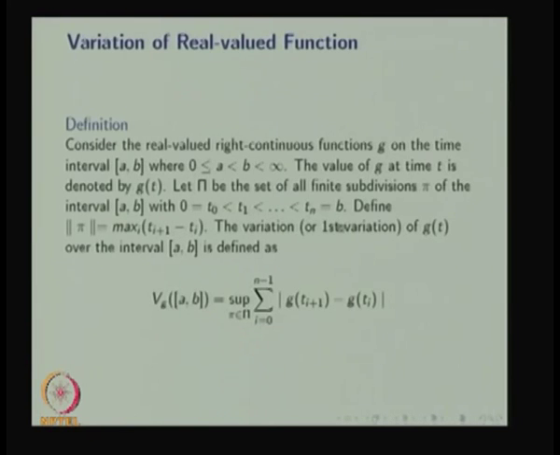The variation, or the first order variation, of g(t) over the interval a to b is defined as the supremum over pi belonging to Pi of the summation, i running from 0 to n-1, of the absolute value of g(t_{i+1}) minus g(t_i). So we take the modulus of the difference of the function g evaluated at t_{i+1} and t_i, then find the summation, then find the supremum. That will be called the variation of g(t).